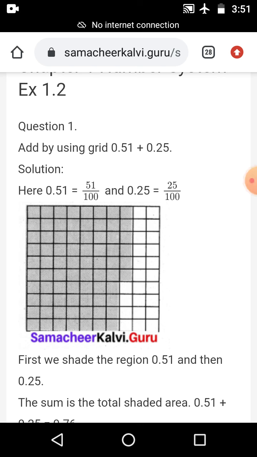Okay? Students, let us see today's exercise 1.2 in unit 1 in your third term book. Okay? All of you take page number 10. First sum: add by using grid.